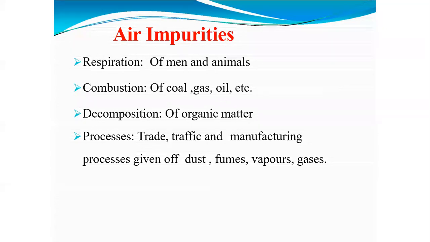And in the processes of trade, traffic, and manufacturing, some chemicals and gases are released into the air, like carbon dioxide, carbon monoxide, fluorocarbon, and other such things, especially dust, fumes, vapors, and gases. Normally these impurities are present in the air, but it varies from area to area and from atmosphere to atmosphere.